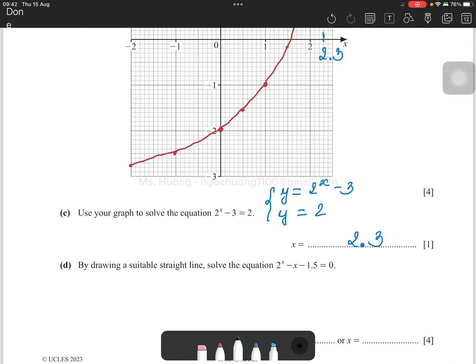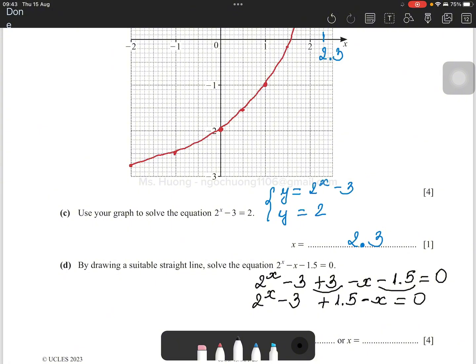D. By drawing a suitable straight line, solve the equation 2 to the power of x minus 1.5 equals 0. So first of all, I will try to convert it into 2 to the power of x minus 3. So I need to add 3 again. And then I'll rewrite minus x minus 1.5 as it is in the question. So 2 to the power of x minus 3 is what I want to keep. And then I have plus 3 minus 1.5. So it is plus 1.5 minus x equals 0.